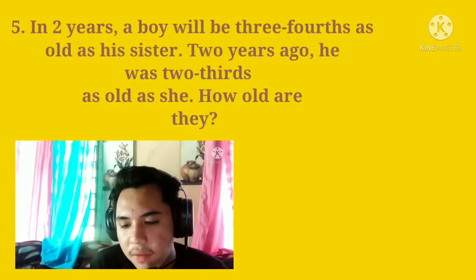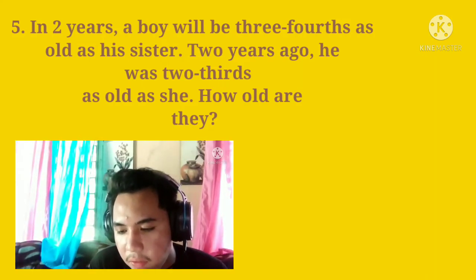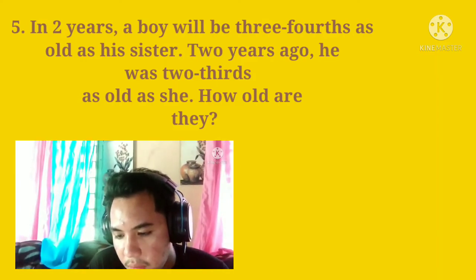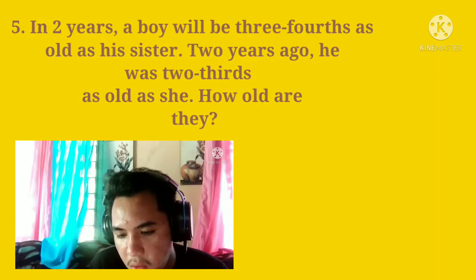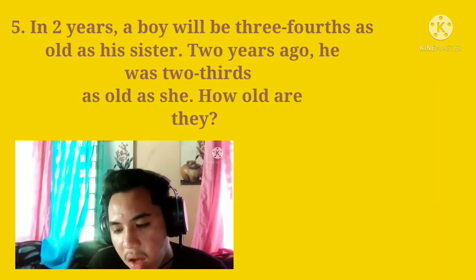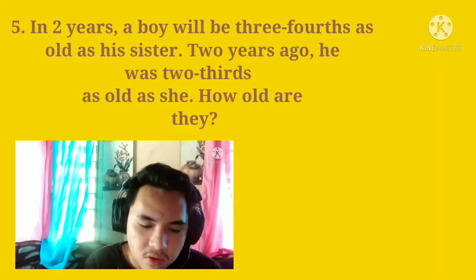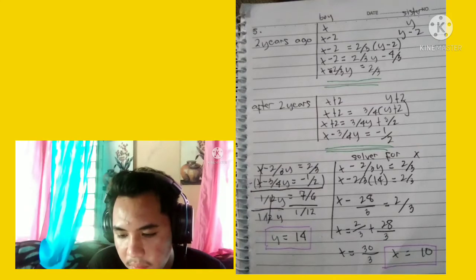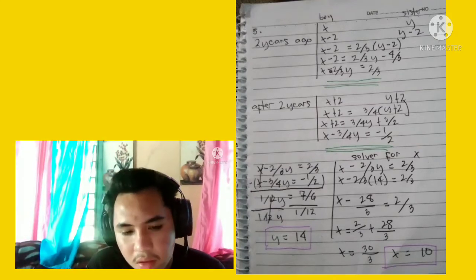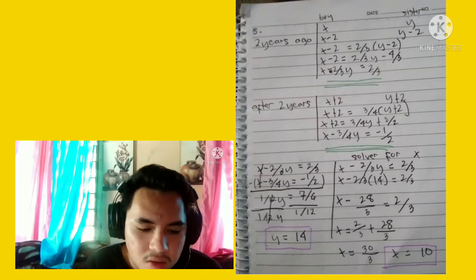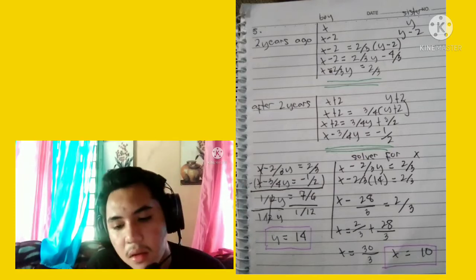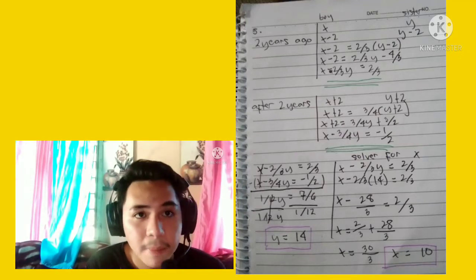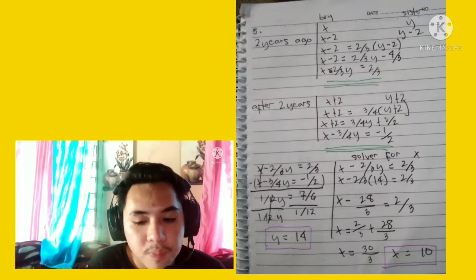So now for number 5, in 2 years, a boy will be 3/4 as old as his sister. So 2 years ago, he was 2/3 as old as she. How old are they? So to solve, I'm going to solve first the 2 years ago. So let our boy be x and our sister be y. So 2 years ago, which means we're going to subtract. So x minus 2 and y minus 2.